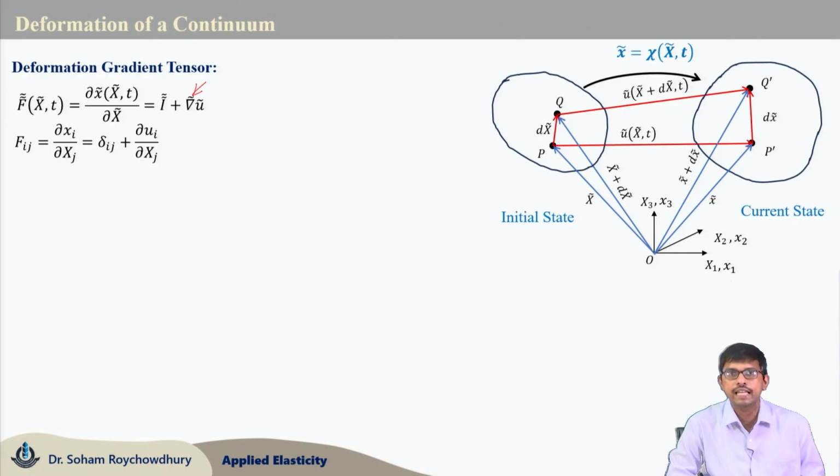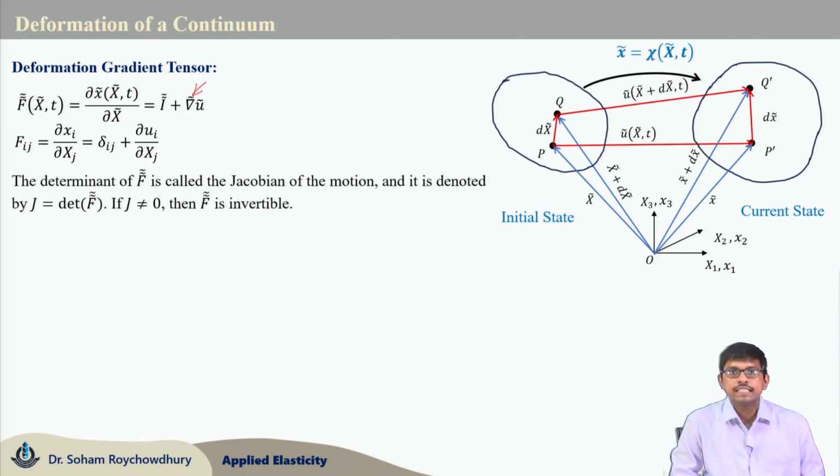And J, the determinant of F, is called the Jacobian of the motion. Determinant of F is called the Jacobian of the motion, and if J is not equal to 0, only then F is invertible. So, it is possible to define dX as F inverse dx only if the determinant of F, or J, the Jacobian of the system, is not equal to 0.